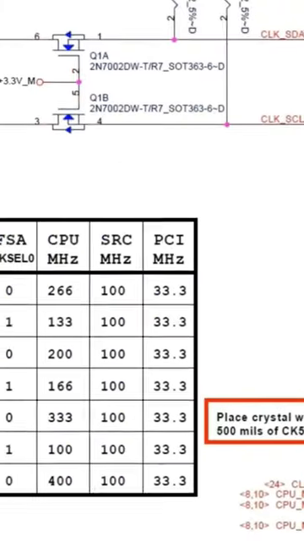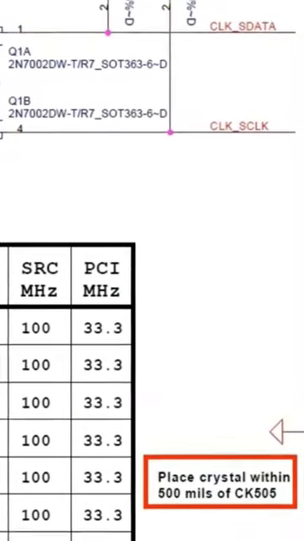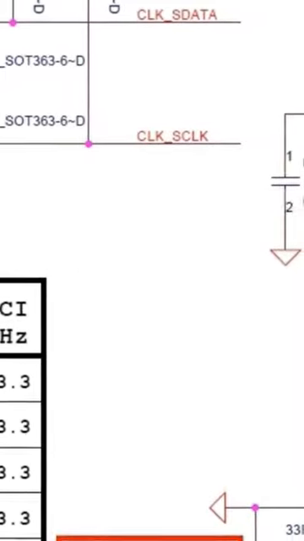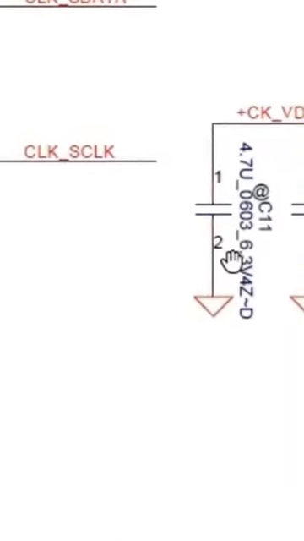Here we have ceramic capacitors, or PF capacitors. Its reference is C, as you can see, C11, C12, C13, and so on.